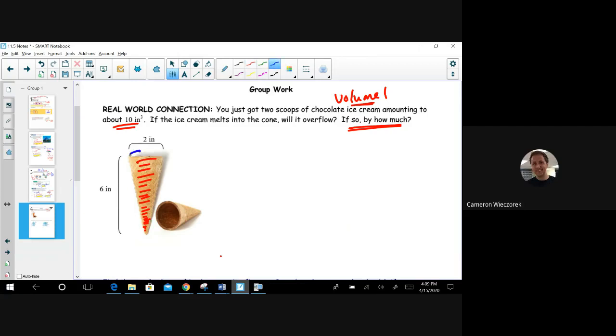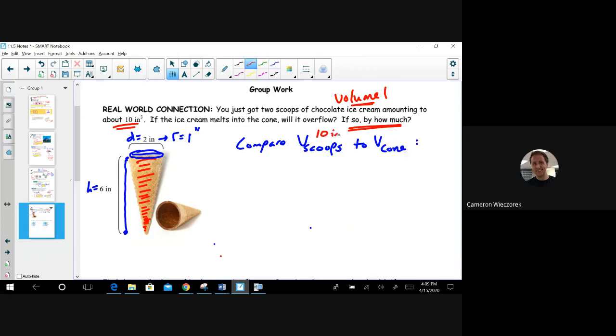So let's look at what they give us. Here's our circular base on the top. Looks like they give me the diameter is 2. So I know the radius is going to be 1 inch. And from top straight down to bottom, they're giving me that the height of that cone is 6. Okay. So I'm going to have to compare the volume of the ice cream scoops to the volume of the cone. Okay. And this one we already know is 10.